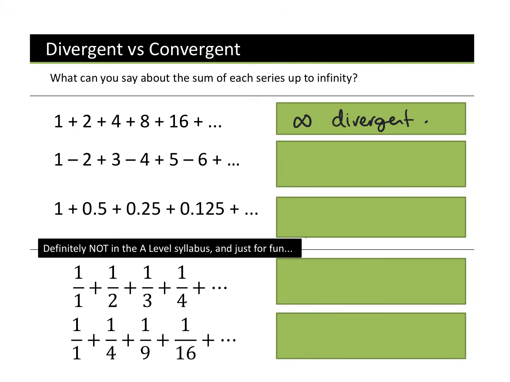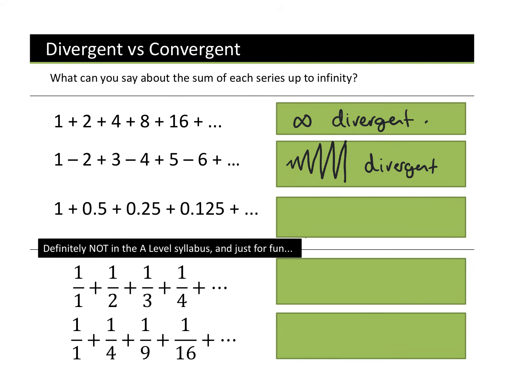For the next one, I'm going to go 1 minus 2 is going to give me -1. Plus 3 is going to give me 2. Minus 4 is going to give me -2. So this is divergent because it's going to keep going either side of 0, but gradually it gets away from 0. So it's going to start off like this, and then gradually it gets away. So we can see we're up, down. So it's divergent.